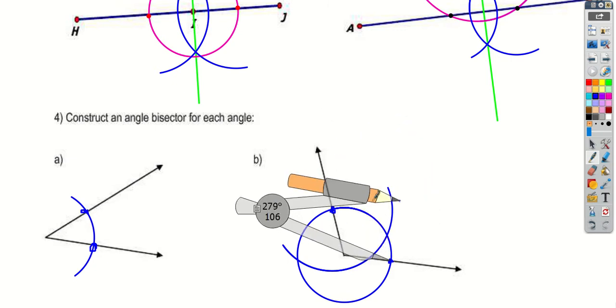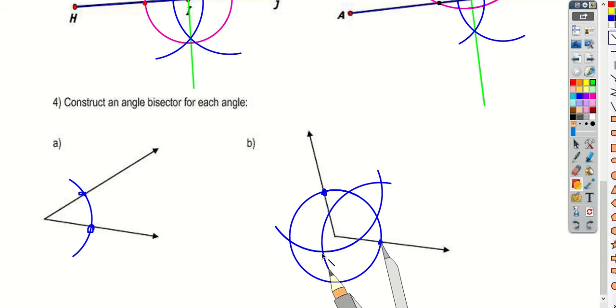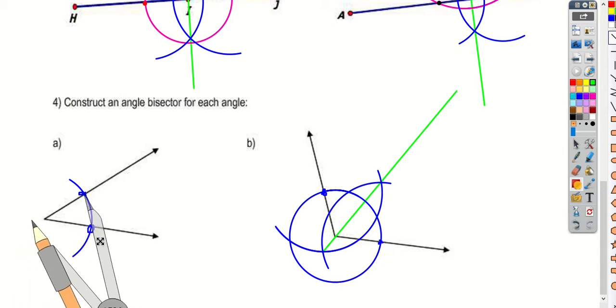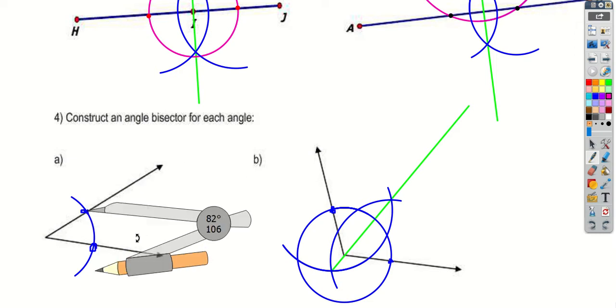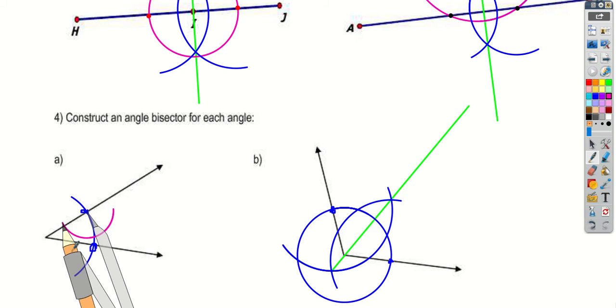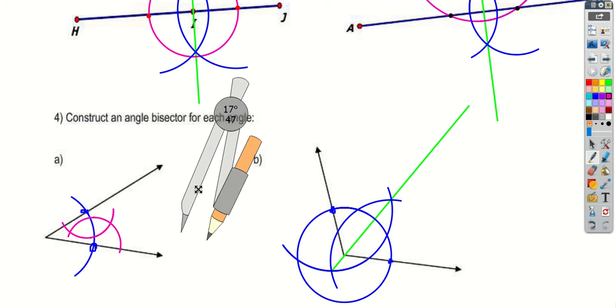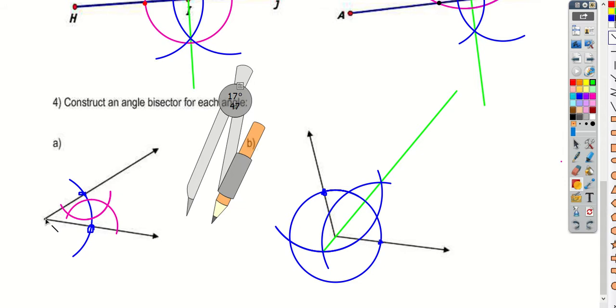All right. Draw a line through the intersection of the circles. It should go right through the vertex of the angle, and that line represents our angle bisector. All right. So same thing. Take your compass, open it up more than half. Okay. Switch it. All right. And then line down the middle.